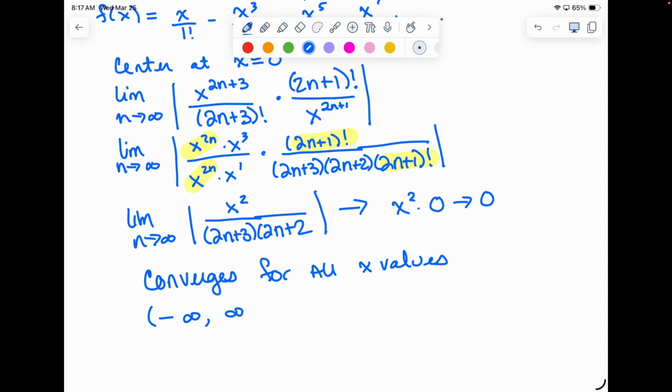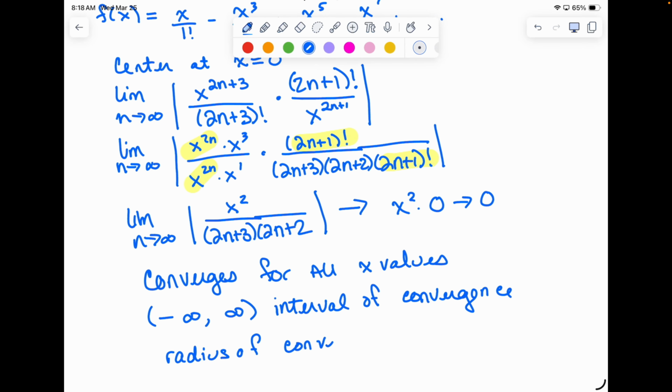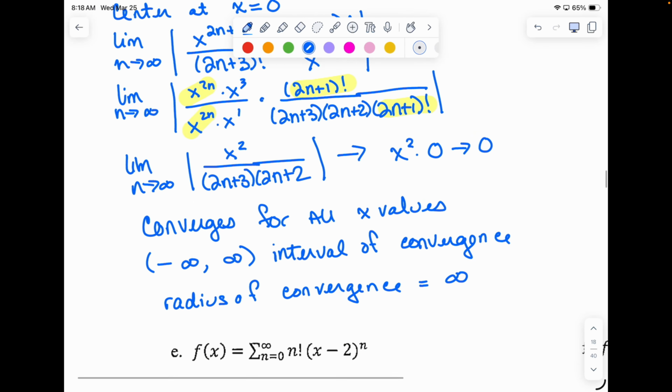Negative infinity to infinity is our interval of convergence. Our radius of convergence is infinity. And from up above, our center was at 0.